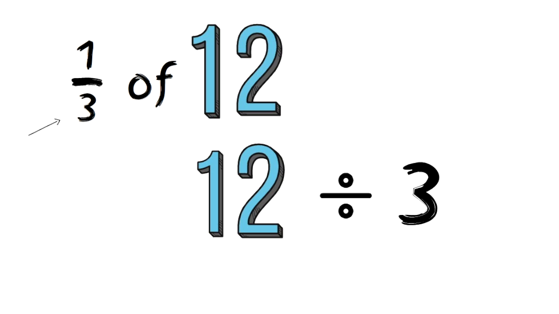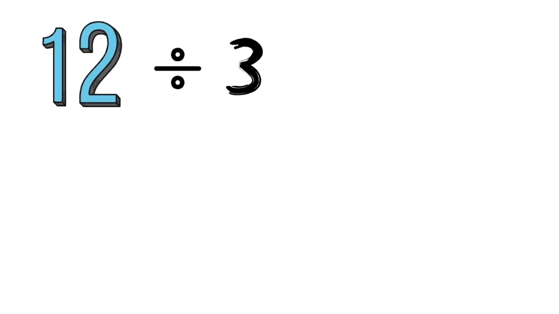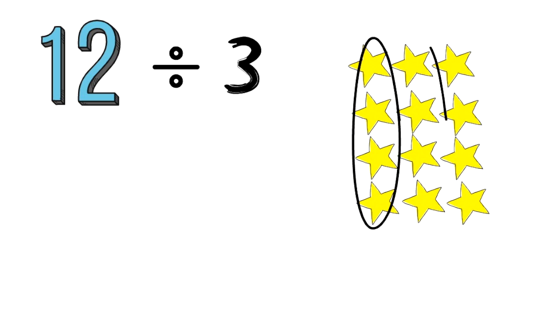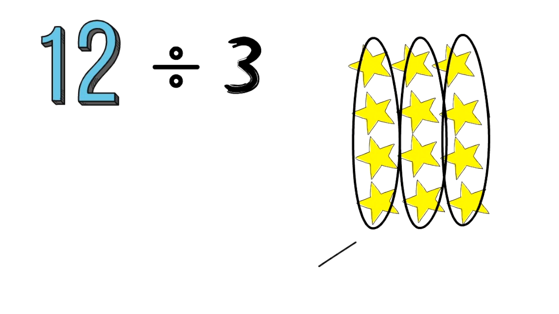So we can divide 12 by 3 by using drawings or counters. Because we are only looking at 1/3, we only need to report one part. So as you can see, there are 4 in each part, so 1/3 of 12 is 4.